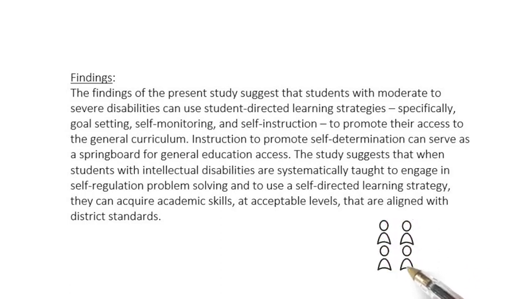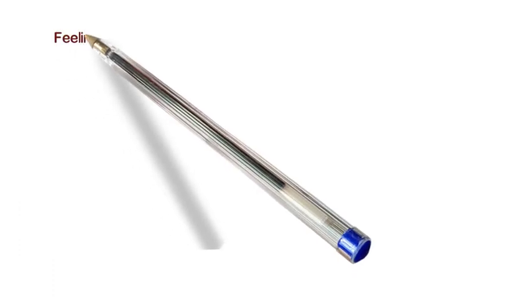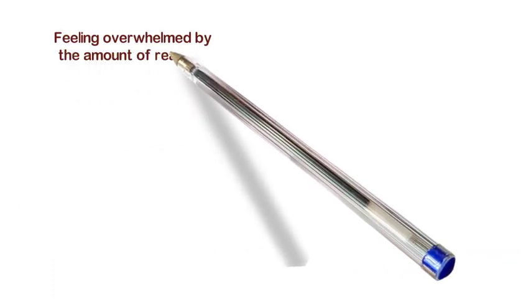This study suggests that when students with intellectual disabilities are systematically taught to engage in self-regulation, problem-solving, and to use self-directed learning strategies, they can acquire academic skills. So you can see the focus is on highlighting the findings of the study.